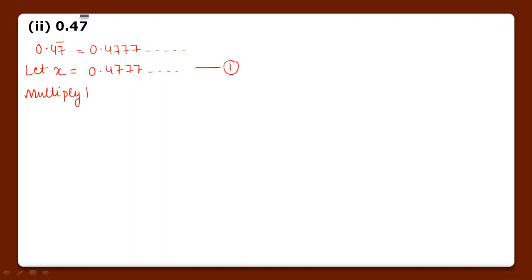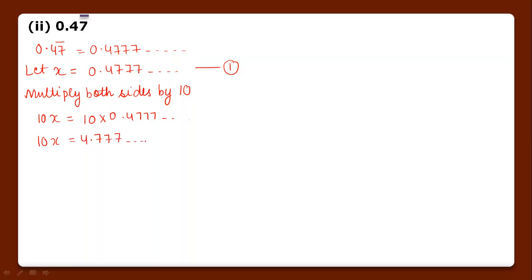Multiply both sides, means LHS and RHS, by 10. What here will be? 10x equals to 10 into 0.4777 and so on. After calculating, here it would be 4.777 and so on. अब what we have to do, हमें इसमें से x को split कर देना है. Means 0.4777 को हम इसमें से split करेंगे.